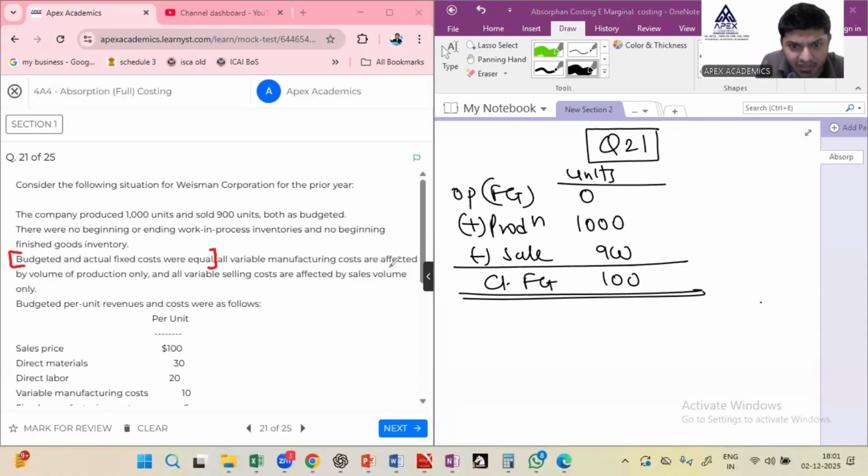All variable manufacturing costs are affected only by the volume of production, means as your production will increase, your variable cost will increase, which is common sense. And all variable selling costs have to be influenced by sales volume.